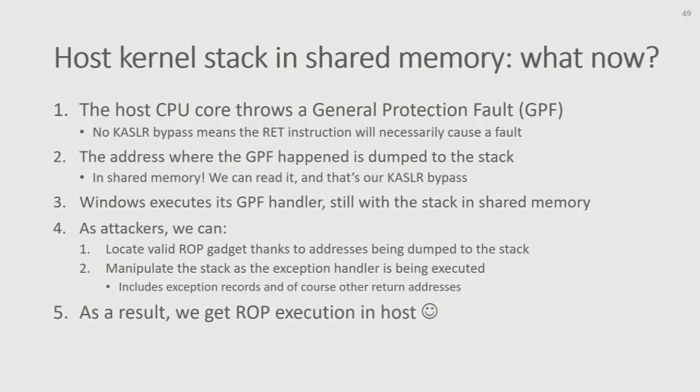Which means that as a guest who has access to that shared memory, I can actually read back the return address of where the crash happened. And then the exception handler of Windows is going to be using my shared memory as a stack for the exception handling. And so as an attacker, I can both read and write from that, and I can redirect execution from the exception handler into anywhere I want. And so that's how you bypass KASLR without an info leak. You basically just move the stack into shared memory. Doesn't work for many things, but in this case, it came in pretty handy.